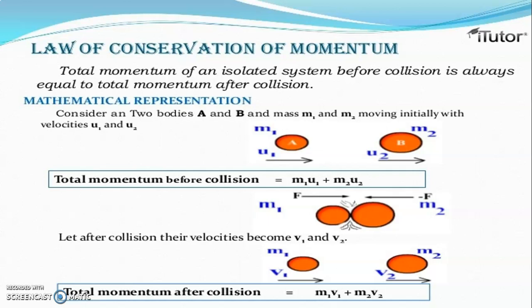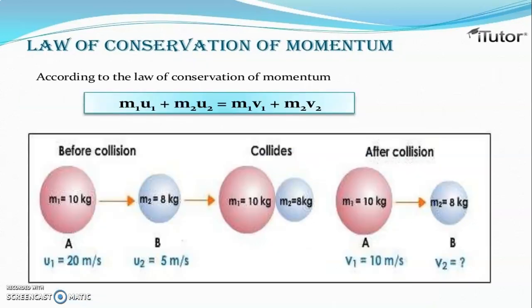Similarly, the total momentum before collision is m1 u1 plus m2 u2. When their velocities change after collision, the momentum after collision is m1 v1 plus m2 v2. Look at that beta, m1 is for body A having the smaller mass and m2 for body B having the greater mass. That is the complete mathematical representation of the law of conservation of momentum: m1 u1 plus m2 u2 is equal to m1 v1 plus m2 v2.